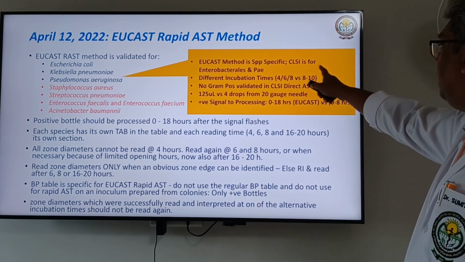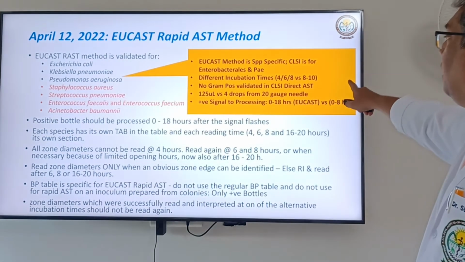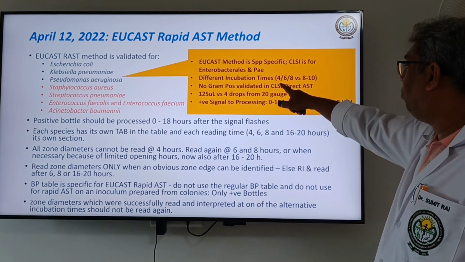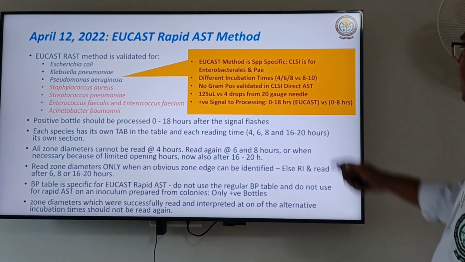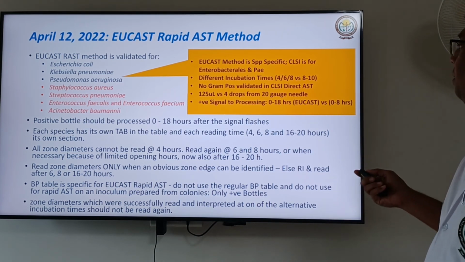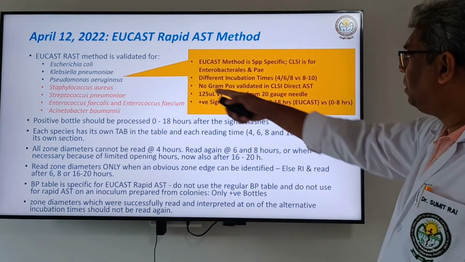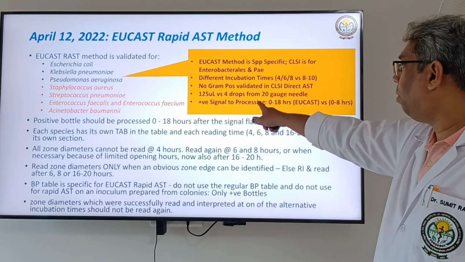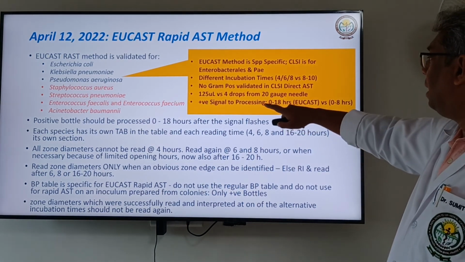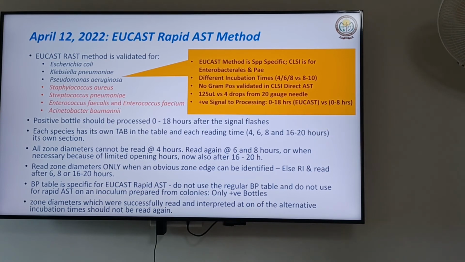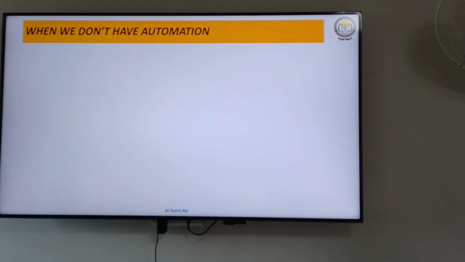The EUCAST method is species specific. CLSI is for Pseudomonas and Enterobacterales in general. There are different incubation times: for EUCAST it's 4 hours, 6 hours, 8 hours, and for CLSI it's only 8 to 10 hours. There are no gram-positive organisms in the CLSI direct AST method, unfortunately. But in EUCAST, there are gram-positives. Again, the volumes are very specific: 125 microliter versus 4 drops from a 20 gauge needle. The positive signal has to be processed within 0 to 14 hours, versus 0 to 8 hours in CLSI. So these are the main differences between the CLSI and the EUCAST rapid AST methods.